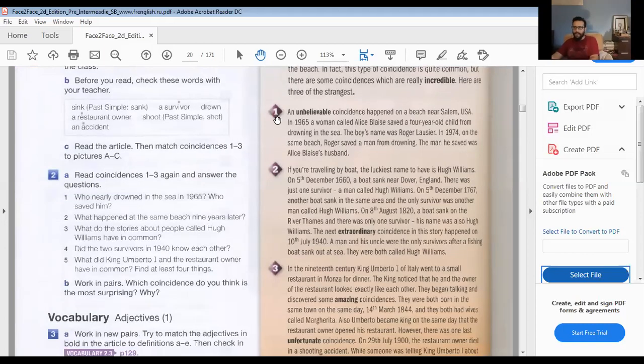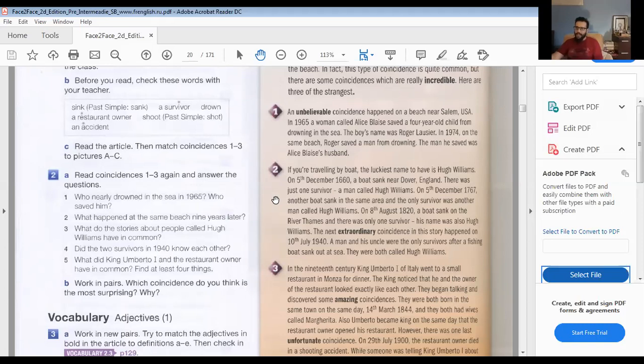Number 1, an unbelievable coincidence happened on a beach near Salem, USA. In 1965, a woman called Alice Blaze saved a 4-year-old child from drowning in the sea. The boy's name was Roger Lausier. In 1974, on the same beach, Roger saved a man from drowning. The man he saved was Alice Blaze's husband.